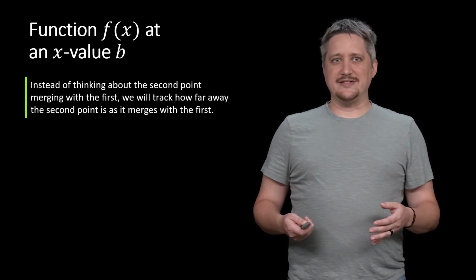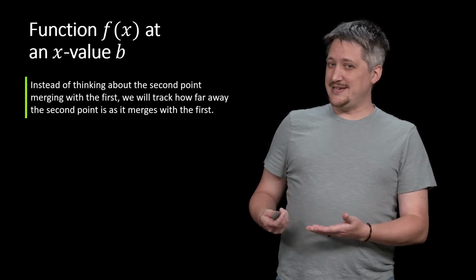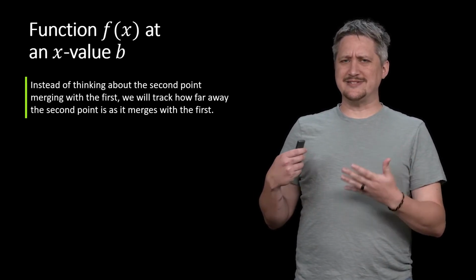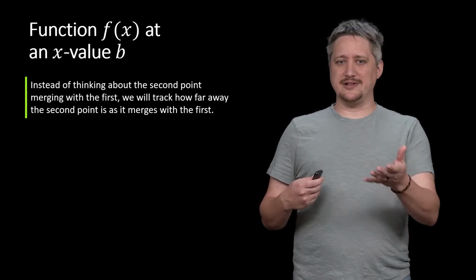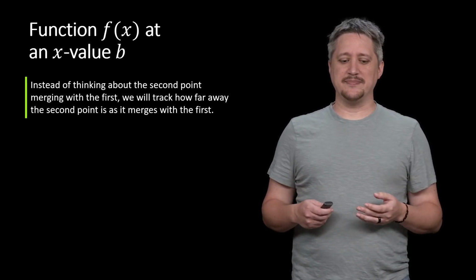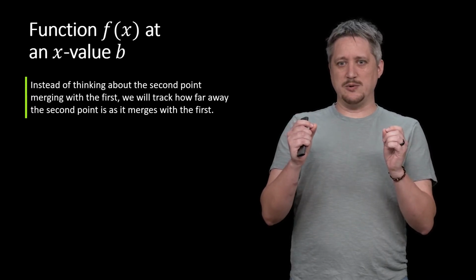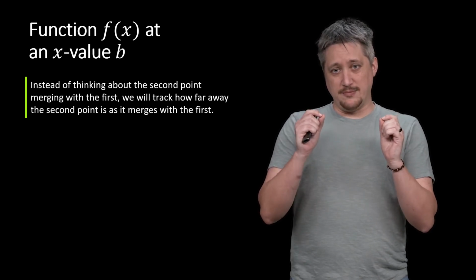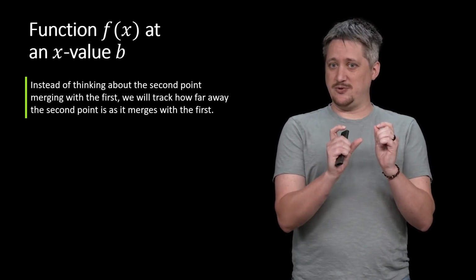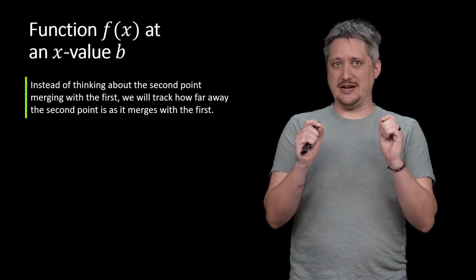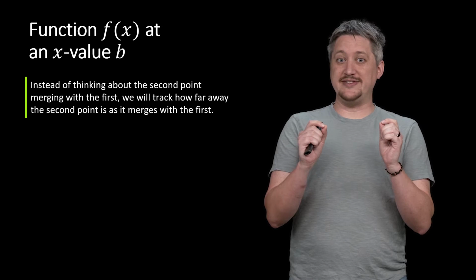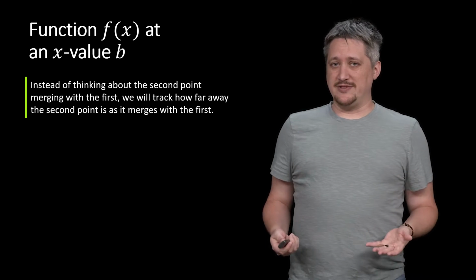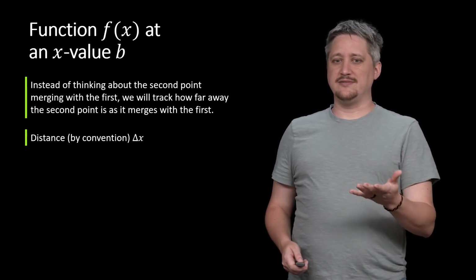It turns out that instead of doing that directly every time, sometimes it's useful to use that form, but there's a second way of doing this. Instead of thinking of the second point that we're after, we want to think of it as taking that second point, merging with the first point, and instead of tracking the points, we want to track the distance between those points. So instead of thinking of x going to b, we want to think of the distance from b of x going to 0.